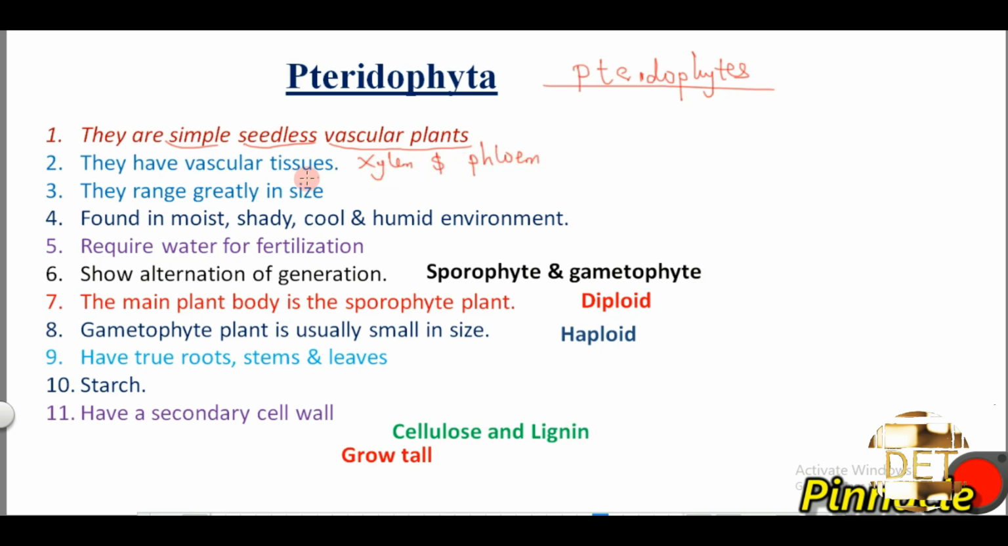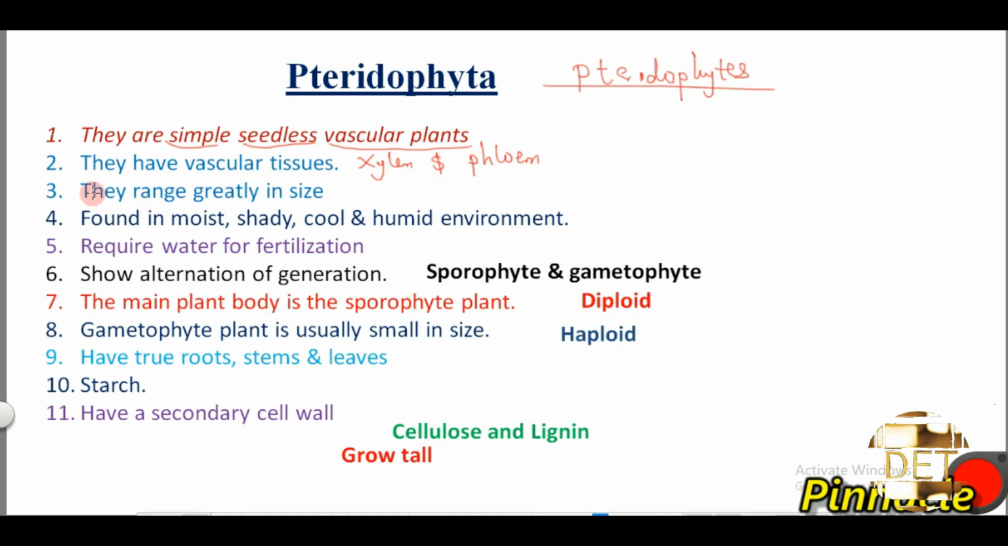These are structures that are responsible for the conduction of water, minerals, and also manufactured food. So pteridophytes are simple seedless vascular plants. They are seedless because they do not produce seeds. They are vascular plants because they have vascular tissues, which are the xylem and the phloem.